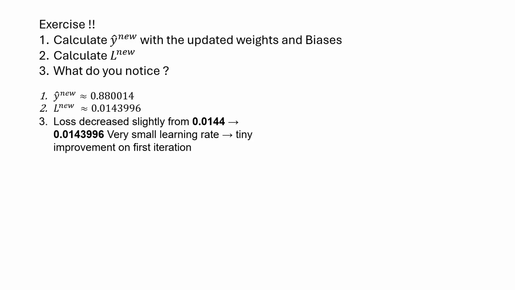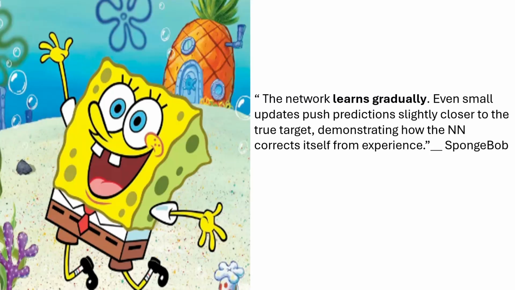The new Y hat equals 0.880014, which is closer to 1 than the previous Y hat. Great news. And the new loss is 0.01439996. We notice that the loss decreased slightly, which is logical because a very small learning rate leads to a tiny improvement in the first iteration.